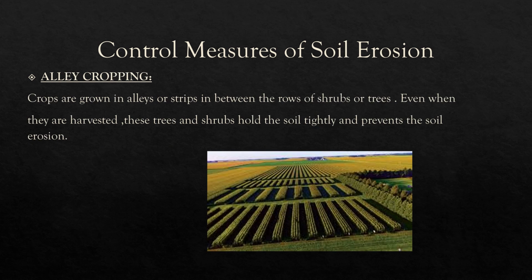The fourth one is alley cropping, or the other name is agroforestry. It involves planting crops in strips or alleys between rows of trees or shrubs that can provide food and fuel wood. Even when the crops are harvested, the soil will not be eroded because trees and shrubs still remain on the soil and hold the soil particles.